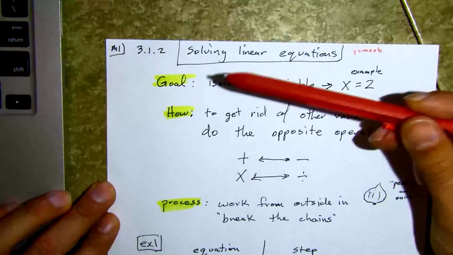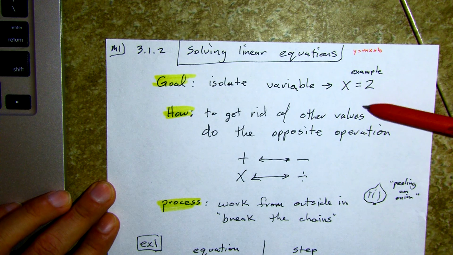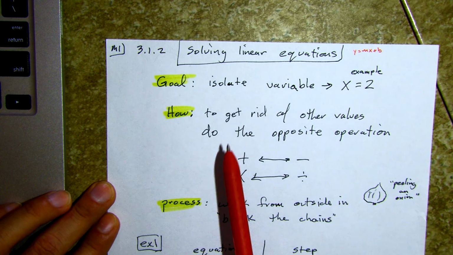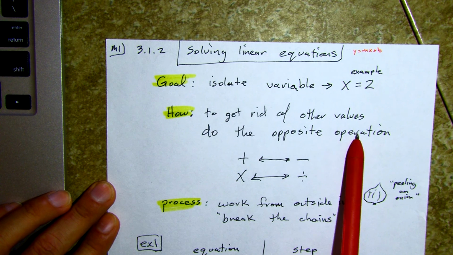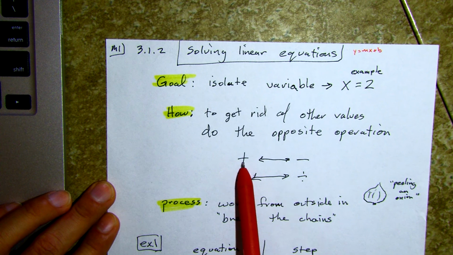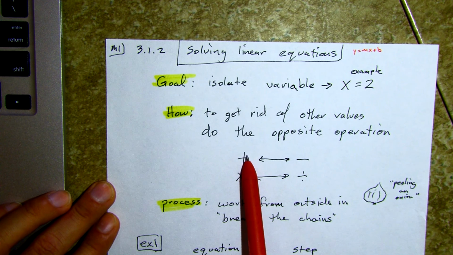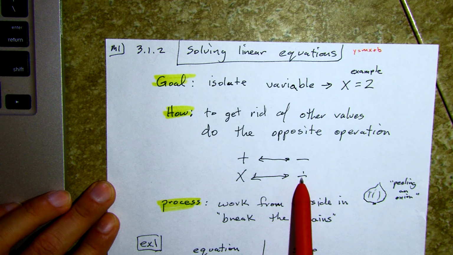How we do this is to get rid of the other values. To get rid of the other values, you have to do the opposite operation. Okay. So the opposite of addition is subtraction, and the opposite of subtraction is addition. The opposite of multiplication is division, and vice versa, the opposite of division is multiplication.